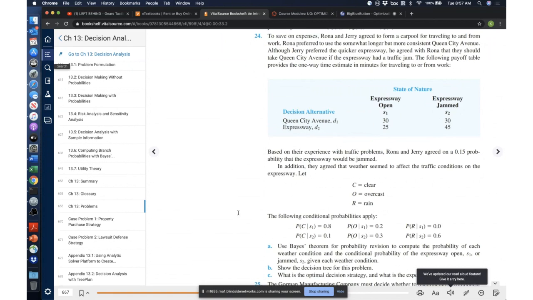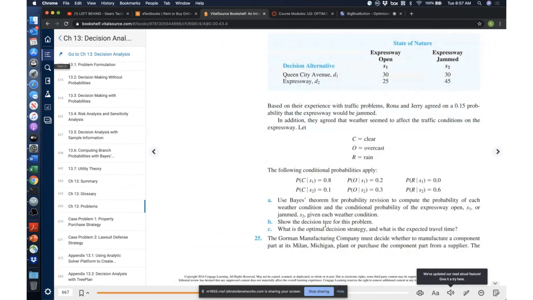Anyway, using the Bayes theorem of probability revision, compute probabilities for each weather condition and for whether the expressway is open or jammed. So you want those probabilities and show the decision tree for this problem. What is the optimal decision strategy? So let's draw the decision trees and we can calculate the probabilities based upon that.